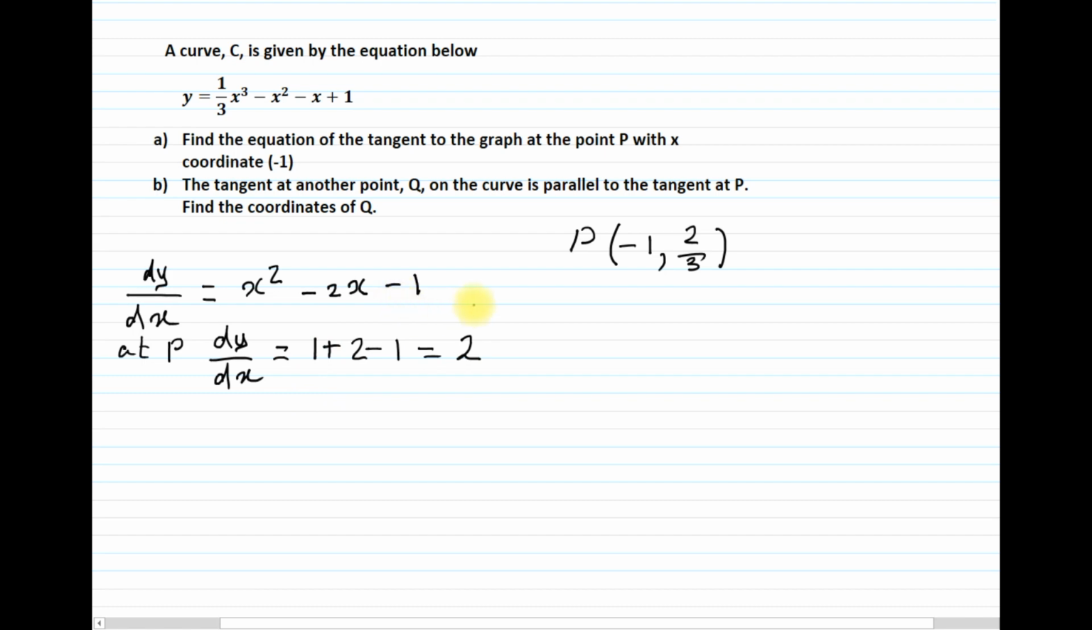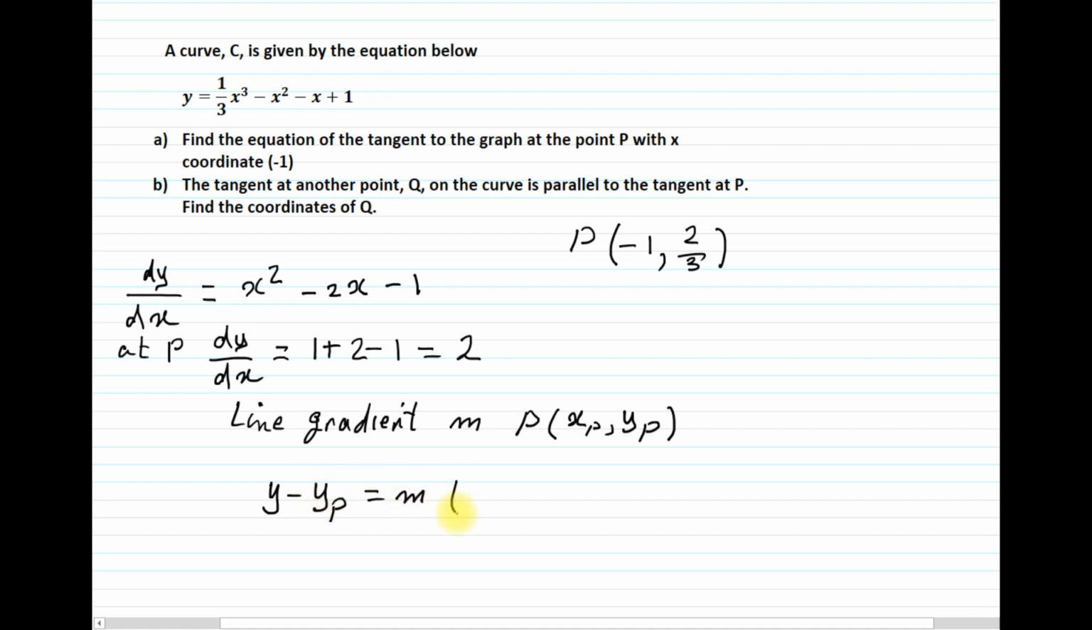And just as a reminder, the way we would write the equation of a line, if I have a line with gradient m going through the point P with coordinates x of P and y of P, the equation of such a line would be y minus y of P is equal to the gradient times x minus x of P.